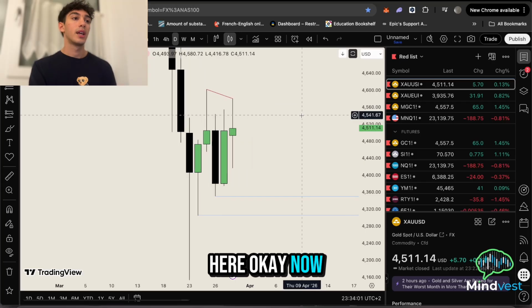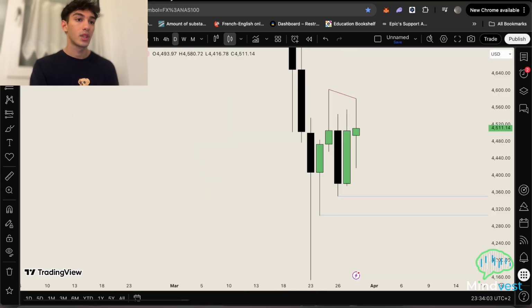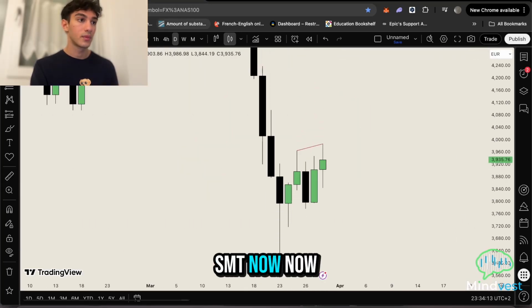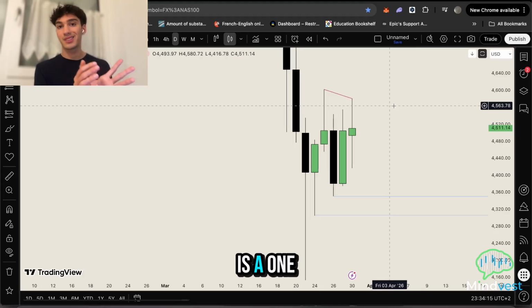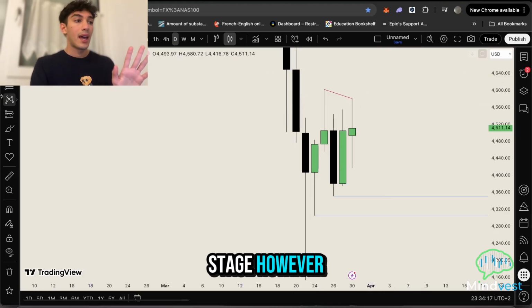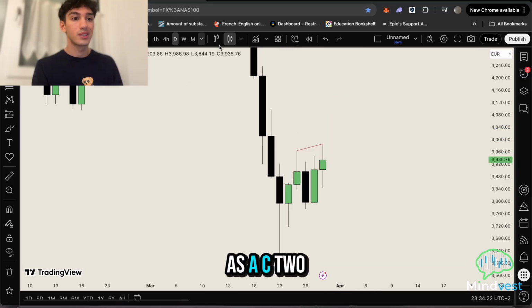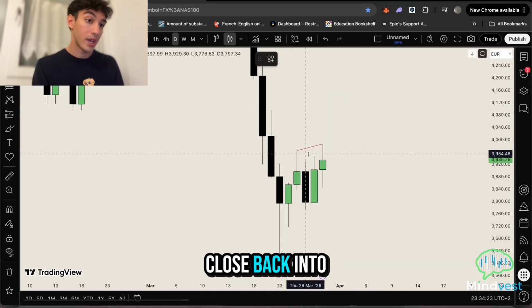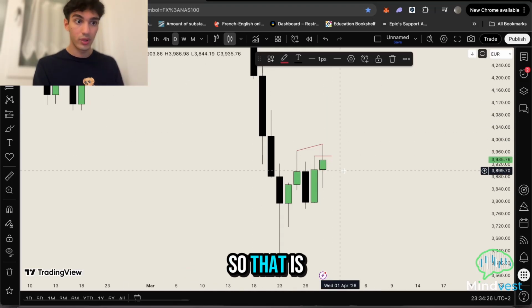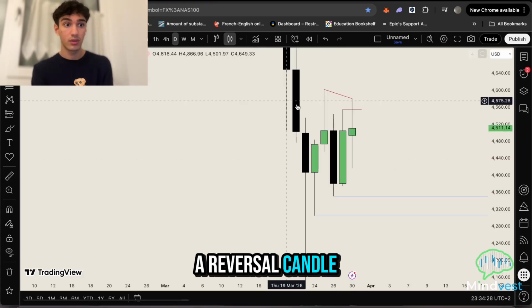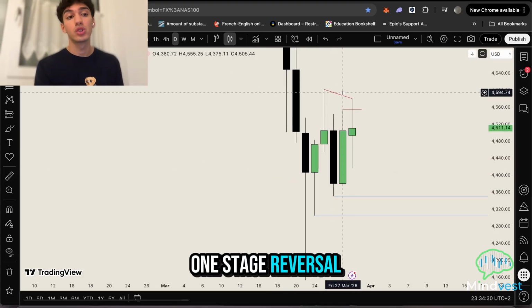Okay, now we have this SMT. We have this SMT now. Now, how do we confirm it? Because now this is a 1-stage. However, you can also see on the daily time frame, they all close as a C2 closure, which means they close back into the previous candle's range. So that is a reversal candle. Okay, it is a 1-stage reversal.